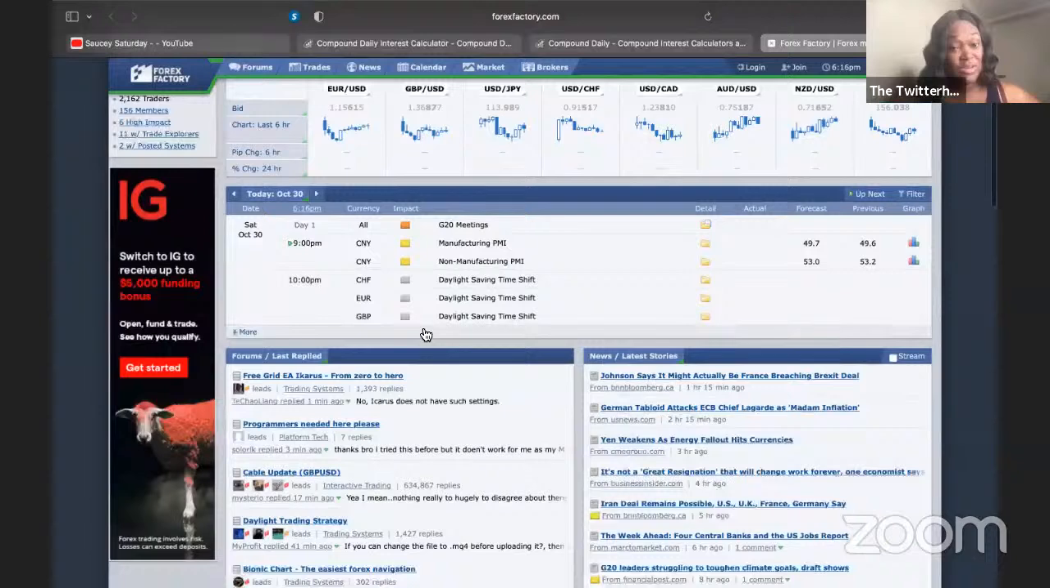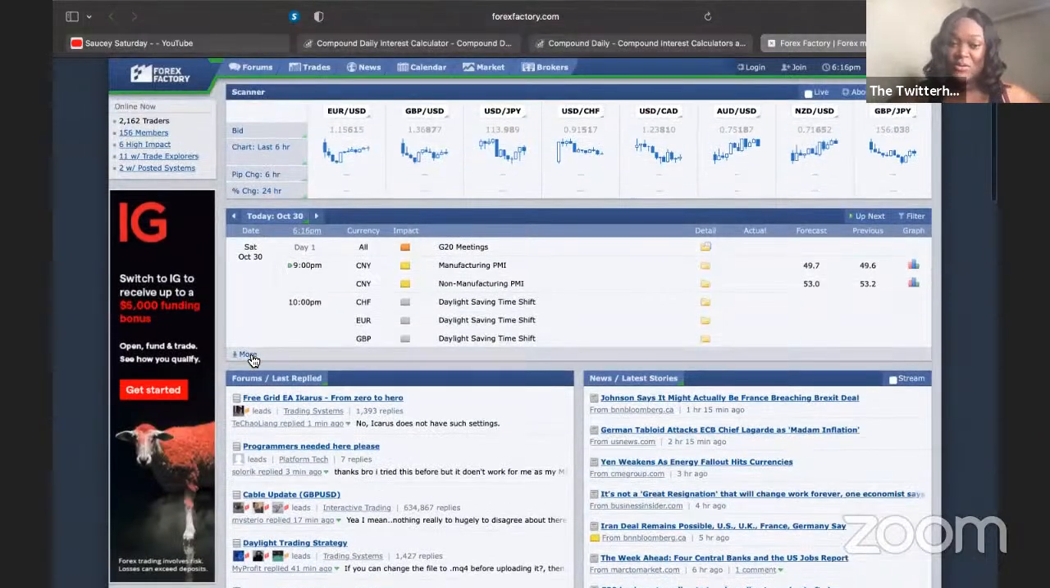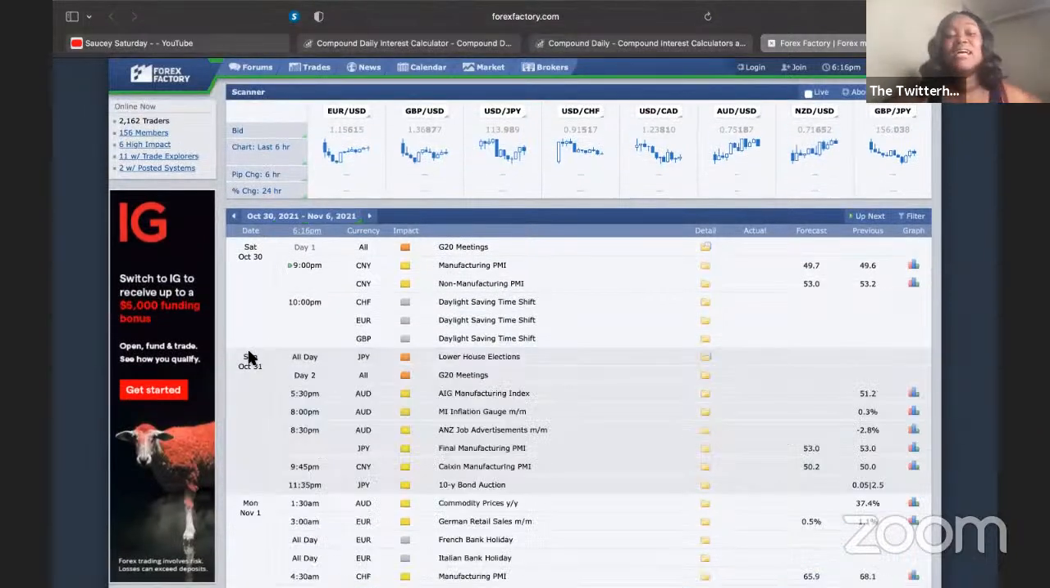I wasn't aware of that. Good to know because I'm affected by that, right? So yellow folders are low impact news events. So if I am trading and I'm looking at a currency that has a yellow folder, it may not deter me from taking a trade with that currency in the pair. Orange is medium impact. So I may or may not trade that currency.